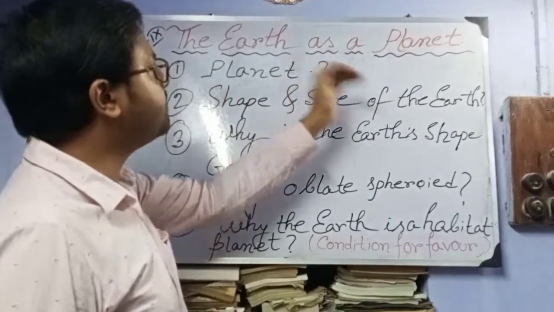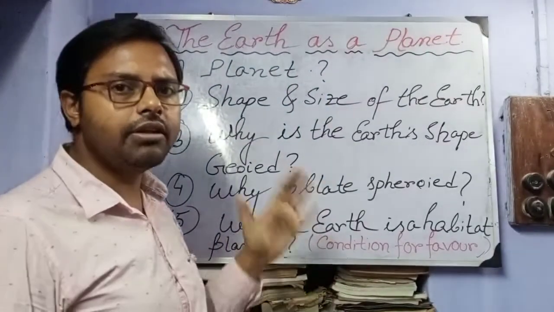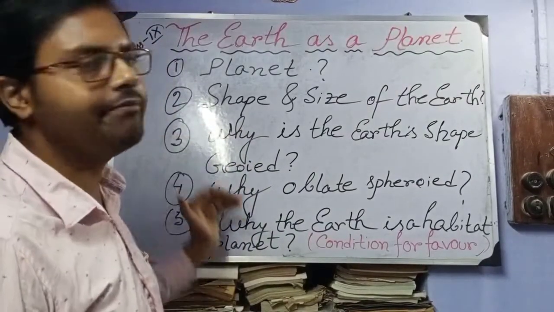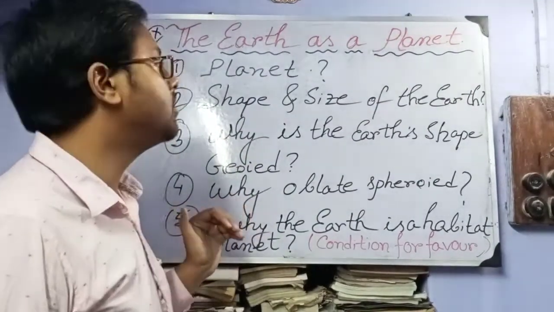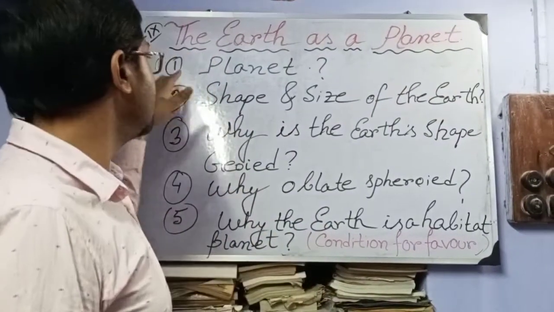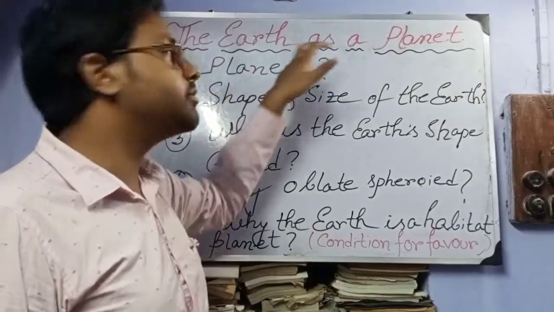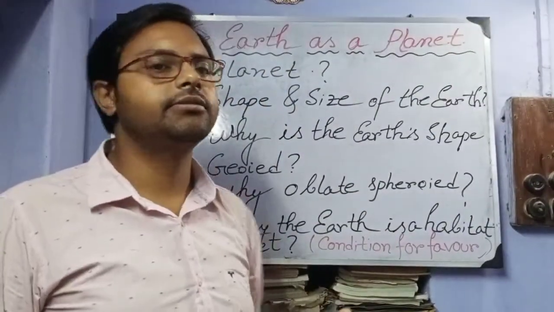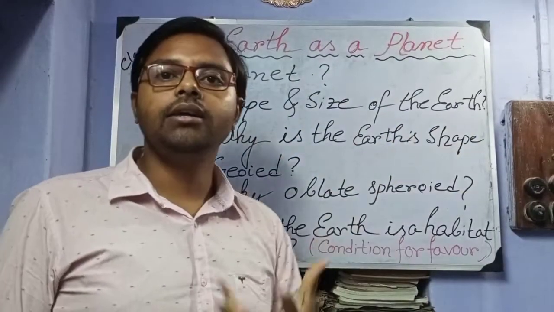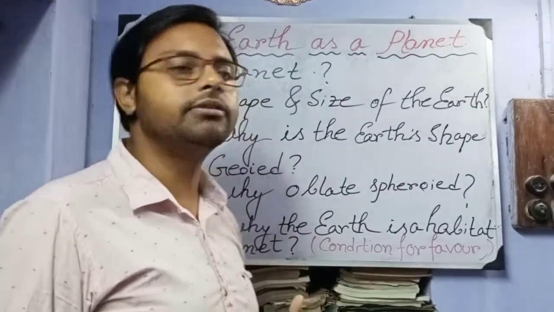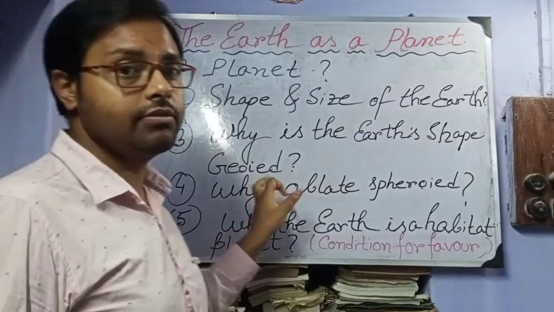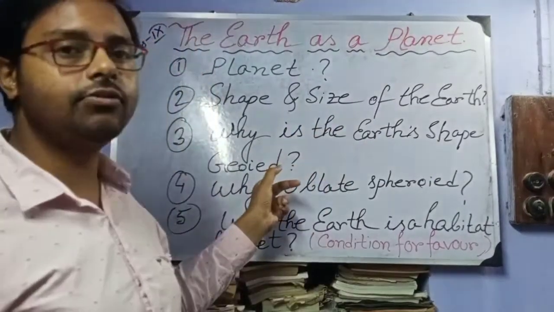So the Earth as a planet, this chapter we will learn throughout the following 5 points, the basic points, and also you can say the basic questions of this chapter. First is planet: what is a planet? Second one, shape and size of the Earth: what are the size and shape of the Earth? Third, why is the Earth shape geoid? The Earth shape is geoid, this is the answer. What is the shape of the Earth?